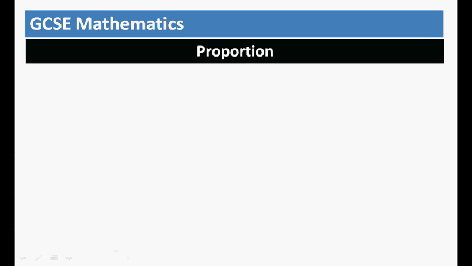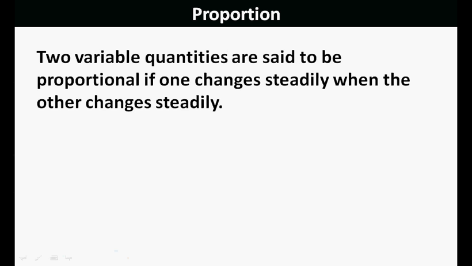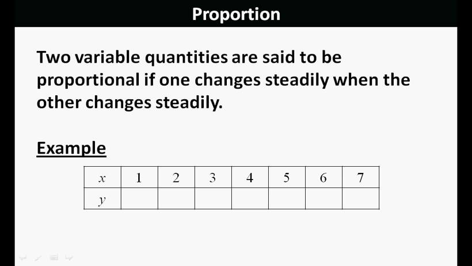Okay, this lesson is all about proportion. Two things are said to be proportional if one changes steadily when the other changes steadily. For example, here you've got values of x: 1, 2, 3, 4, 5, 6, 7. And the values of y are 3, 6, 9, 12, 15, 18, 21. So x goes up steadily by 1 every time, and y goes up steadily by 3 every time. So those two things are proportional.